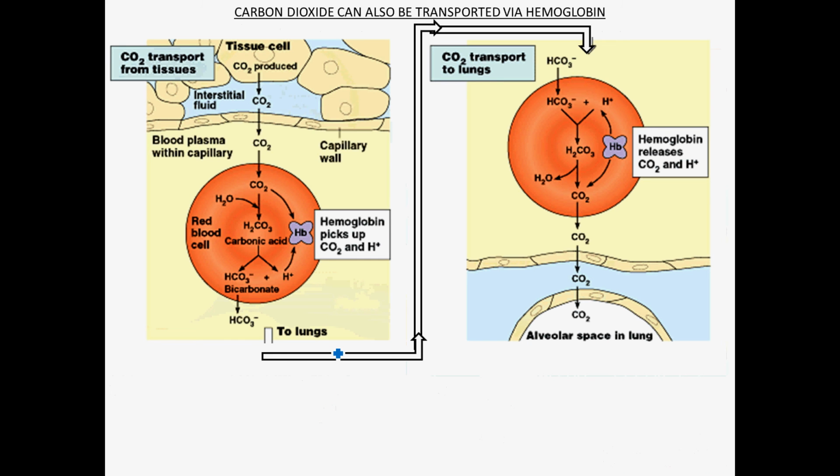Now, carbon dioxide can also be transported on the hemoglobin molecule. This is what we see here. Let's just orient ourselves for a second. Here's the tissue cell. Up here, CO2 produced in this tissue cell is moving down its partial pressure gradient through the interstitial fluid into the plasma, and then will enter the red blood cell. This is showing some of this carbon dioxide being bound to hemoglobin right here, and we see that hemoglobin picks up CO2 and a hydrogen ion here to become carbaminohemoglobin.